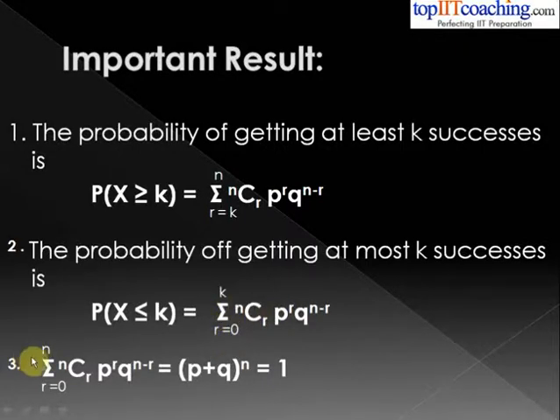And the third is the summation of nCr into P to the power of R into Q to the power of n minus R from R equal to 0 to R equal to n, which is equal to (P plus Q) to the power of n, and we know that P plus Q is equal to 1, so this would be equal to 1. So this would represent the probability of the sample space. Thus these are some of the important results regarding the binomial distribution.